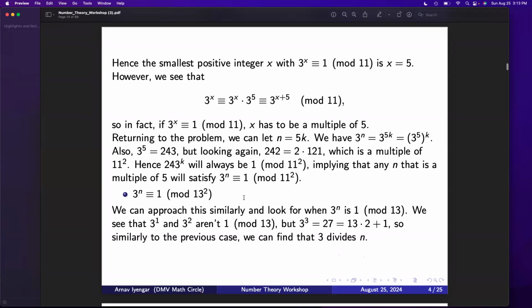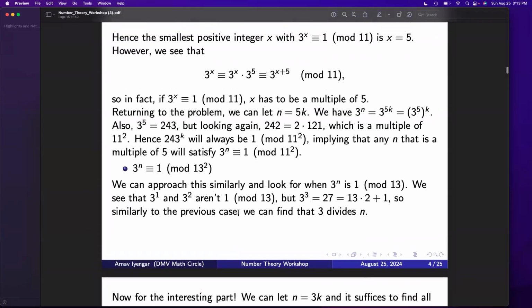Yeah, so the answer is 3. You can see that 3 to 1 is 3 and 3 to 2 is 9. Those are obviously not 1 mod 13. But 3 to 3 is 27, which is 1 mod 13. So this means that 3 has to divide n, with a similar approach to the other case.